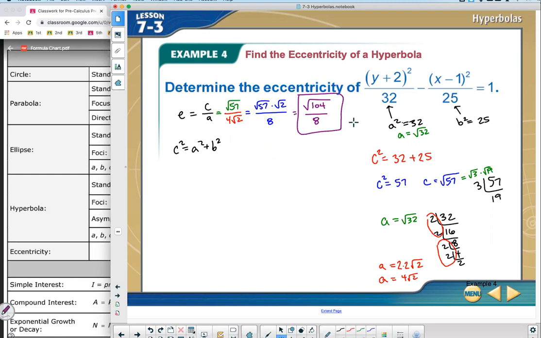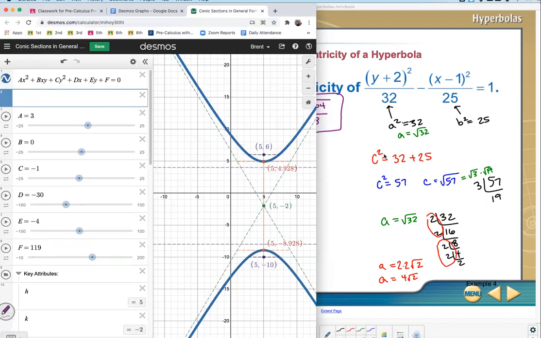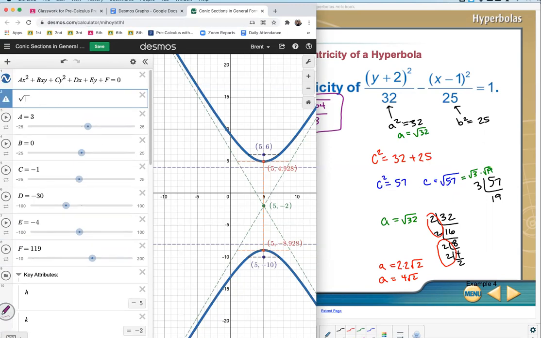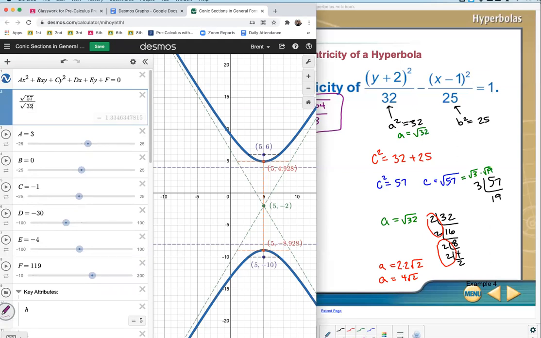But do you need to do all that? Oftentimes, no. Oftentimes, all you have to have is the decimal value. So we could have gone all the way back to the start and just typed in from the get-go into a calculator. From the get-go, we had that C was the square root of 57. And so we could have said square root of 57 divided by, we knew A was going to be the square root of 32, and we could have gotten the decimal form of the answer right away.